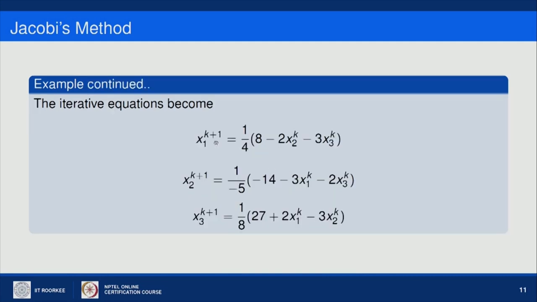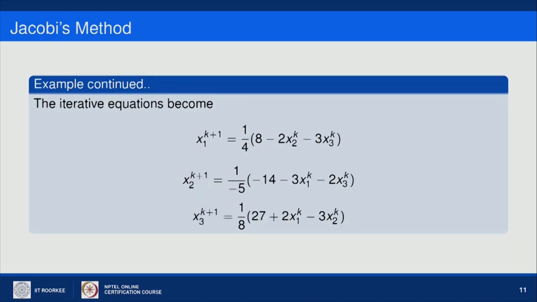The iterative equations can be written in this way: x1 k plus 1 will be 1 upon 4 into (8 minus 2 x2 k minus 3 x3 k), x2 k plus 1 equals minus 1 upon 5 into (minus 14 minus 3 x1 k minus 2 x3 k). And similarly, from the third equation, I can write the iterative equation for x3, that is x3 k plus 1 equals 1 upon 8 into (27 plus 2 x1 k minus 3 x2 k).